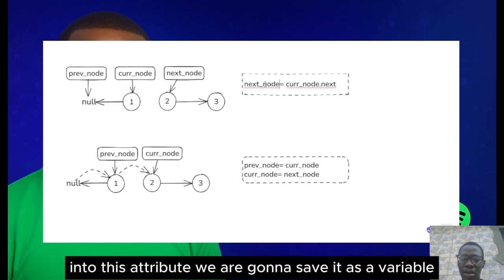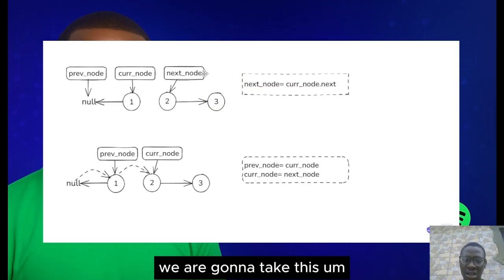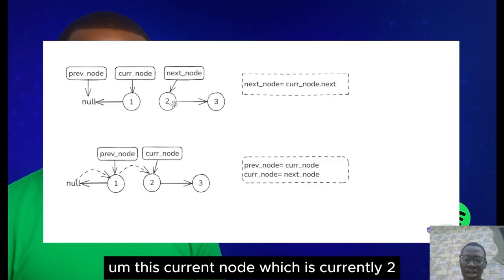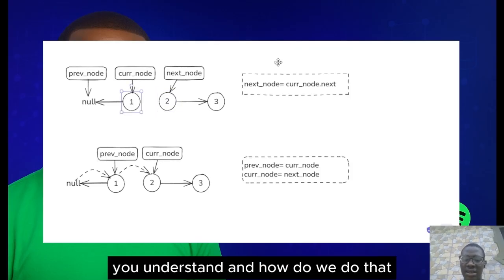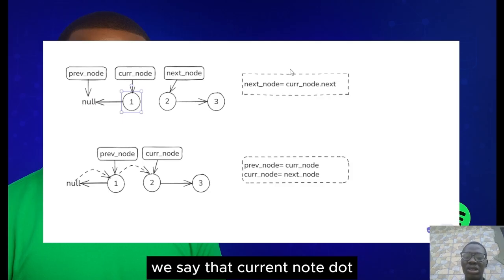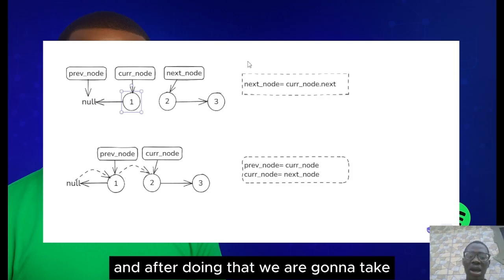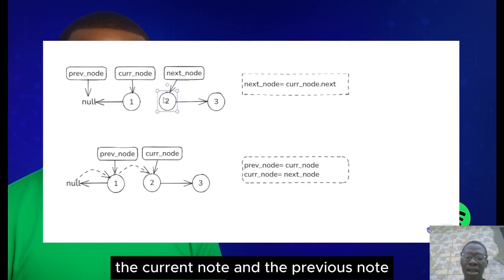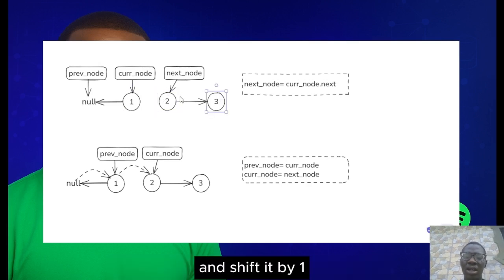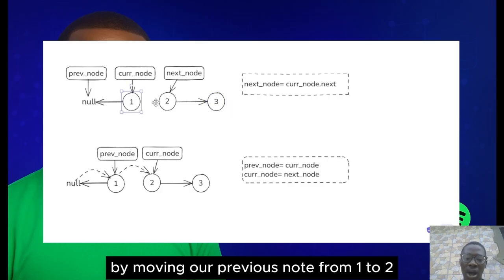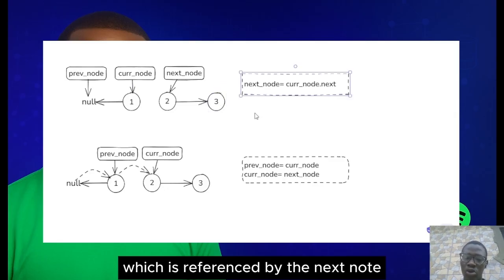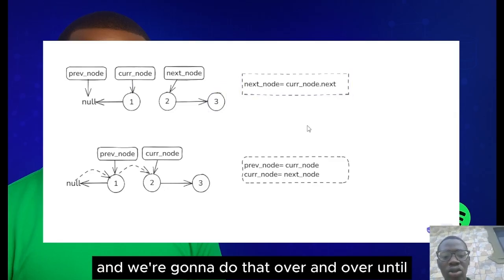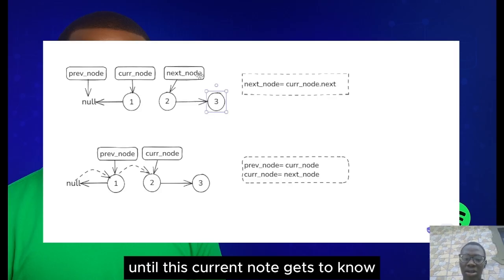We are going to save it as a variable, and the next thing we are going to do is take this current node, which is currently 2, and its next node we are going to shift to 1. You understand? And how do we do that? We say current node dot next equals previous node, and after doing that we are going to shift the current node and the previous node by 1, moving our previous node from 1 to 2 and our current node from 2 to 3, which is referenced by the next node. And we are going to do that over and over until this current node gets to null.